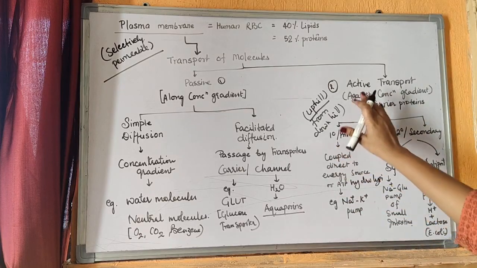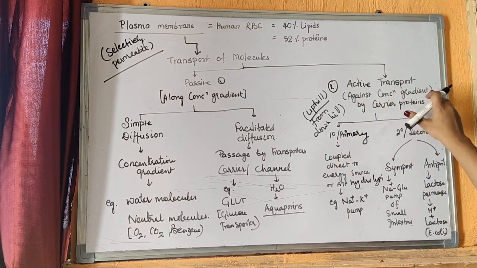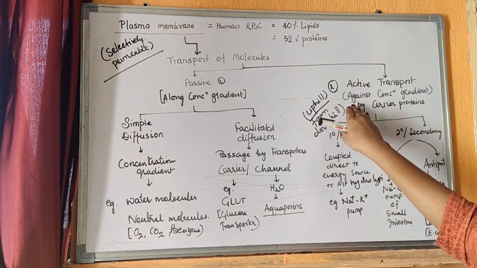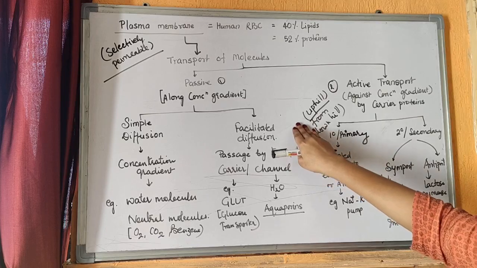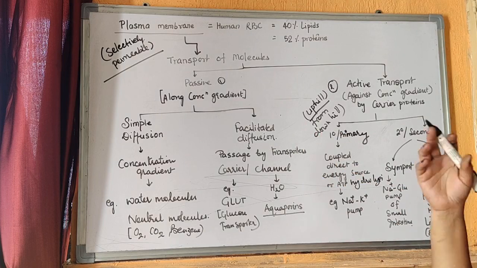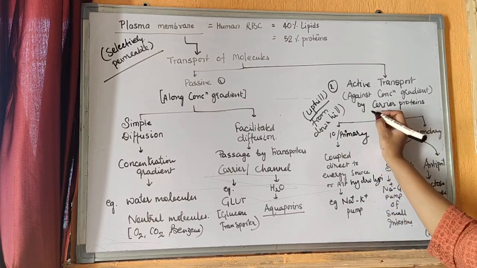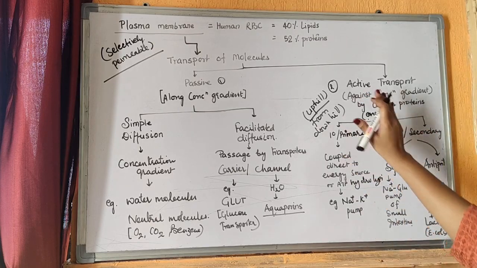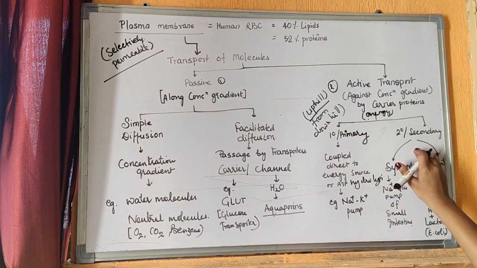Now the second type is active transport, where the transport of molecules is against the concentration gradient and occurs by carrier proteins. This transport of molecules is always from downhill to uphill, meaning the concentration is lower but the movement of particles occurs to the higher concentration, and that needs an energy source. But active transport is further of two types: primary active transport and secondary active transport.